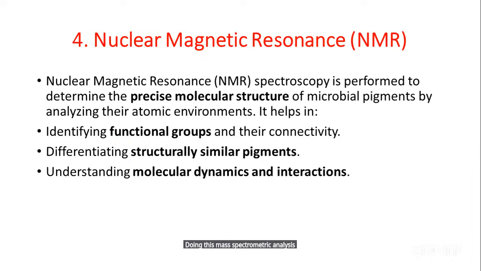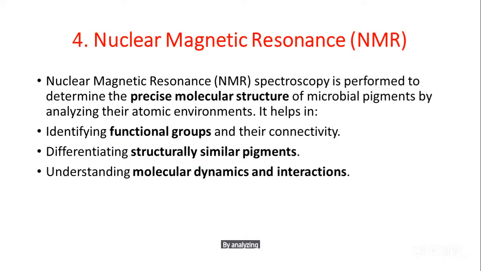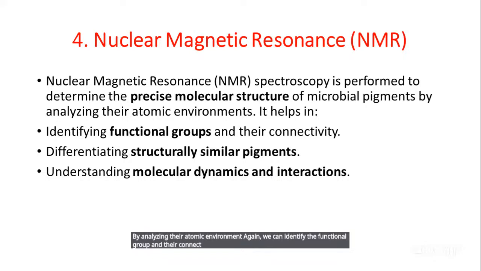The next and fourth important technique for characterization is nuclear magnetic resonance, which is called NMR. This NMR is performed to determine the precise molecular structure of the pigment by analyzing their atomic environment. Again, we can identify the functional groups and their connectivity. This is important: functional groups and their connectivity. Then by using this NMR, we can differentiate structurally similar pigments. And third, we can understand the molecular dynamics and interactions of a given pigment.